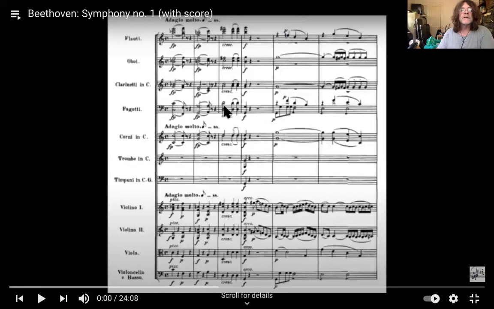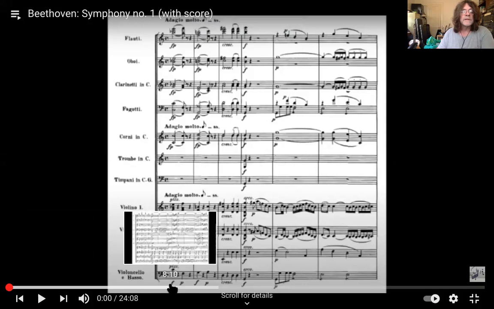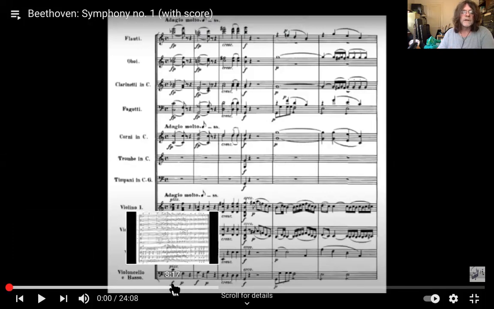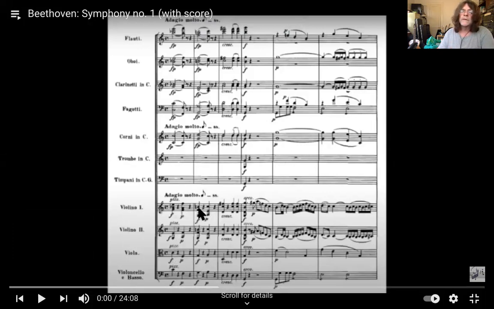All right, so this is the introduction. As I explained to Remy, this introduction is slow, and it's an independent introduction. There's a lot of controversy about what key it's in. I've analyzed it with a couple of applied chords right here, and then it pivots right here on this chord to the key of G, and it does that for about four more measures and then pivots back. It's only 15 measures long, but it goes very slow.